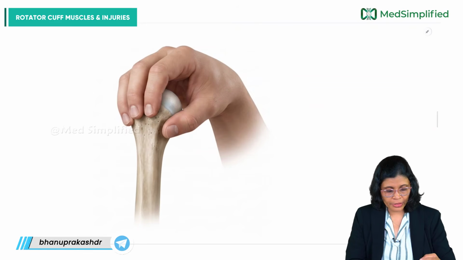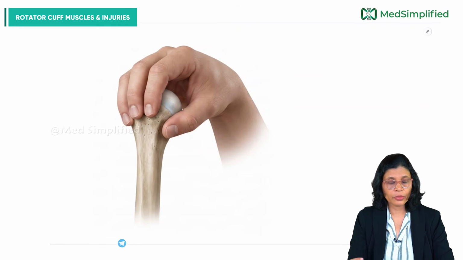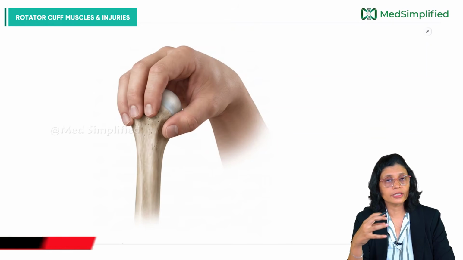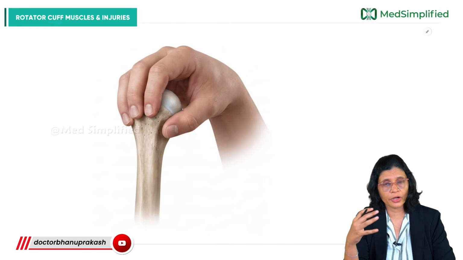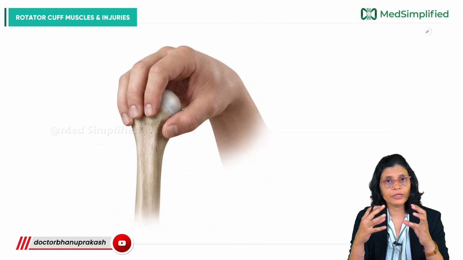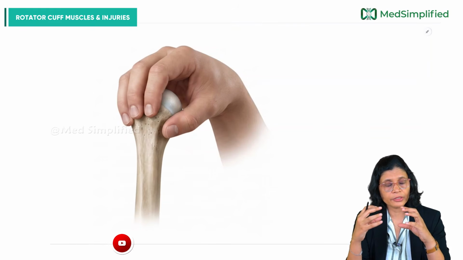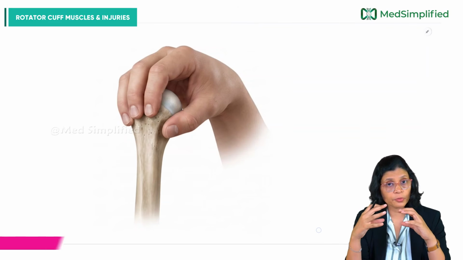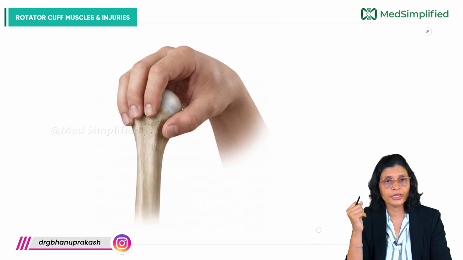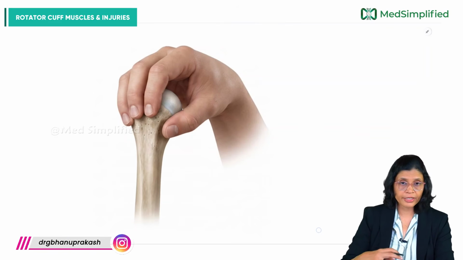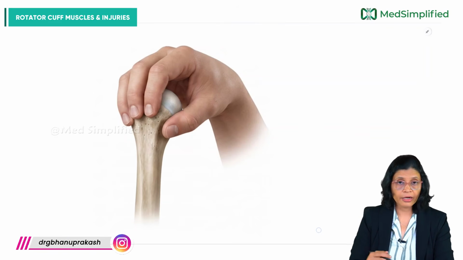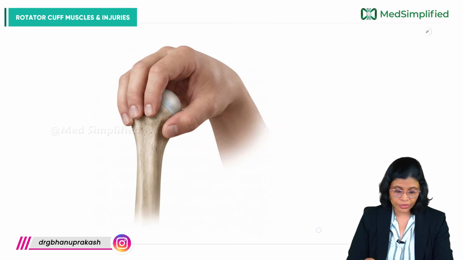So what action do they bring? Now you can see how they are holding the head of the humerus in place. In the glenohumeral joint, the two articulating surfaces are not congruent. They are not of equal size; the glenoid cavity is much smaller compared to the head of the humerus which articulates. That is why, to provide stability, we have these rotator cuff muscles, like how the fingers are wrapping around the head of the humerus. In a similar fashion, we have the muscles.